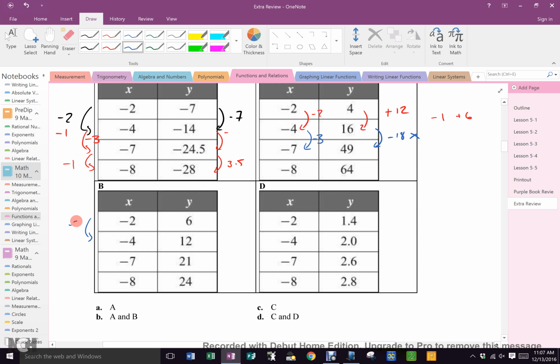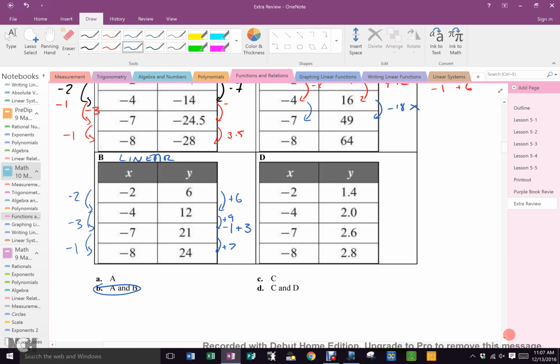B, -2 plus 6, which means -1 plus 3. This one is -3, so this would have to be +9, and it is. Then we check this one, -1 plus 3. So B is linear. Then we look at our answers. A and B is the only one that works. I don't even need to check D because it wasn't an option.